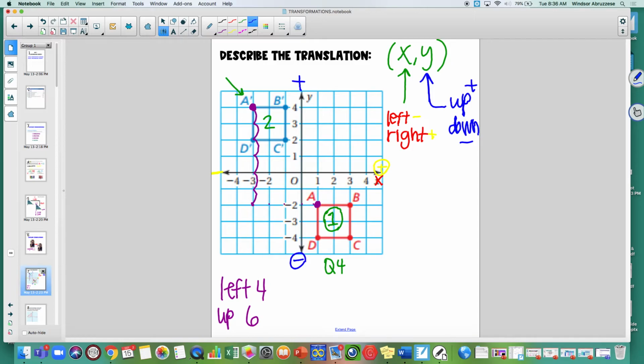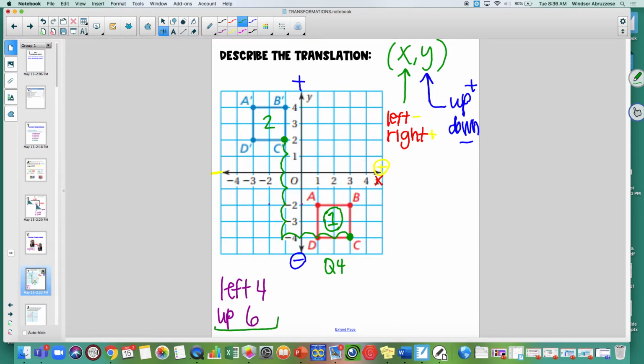Now, let's just double check. I'm just going to erase our work. I want to make sure that I counted correctly and I'm on the right track. So let's pick a different color and let's pick B just to make sure. You know what? Let's pick C. Did I still move left 4, up 6? Okay, let's count from C to C prime. 1, 2, 3, 4. 1, 2, 3, 4, 5, 6. I did it. Left 4 and up 6.